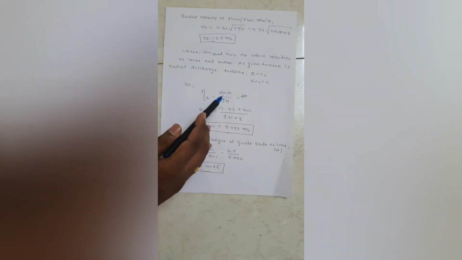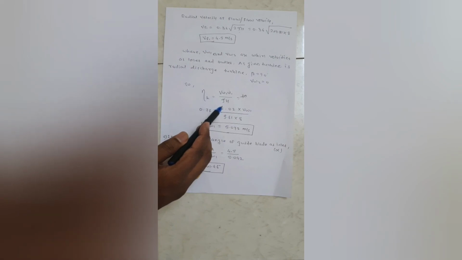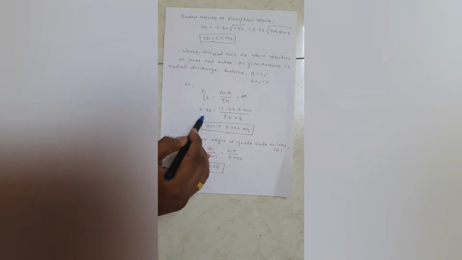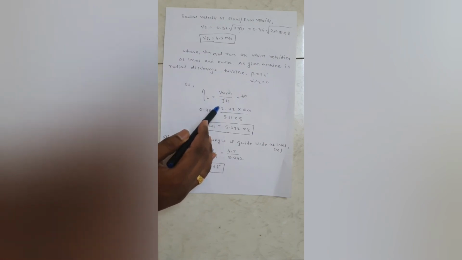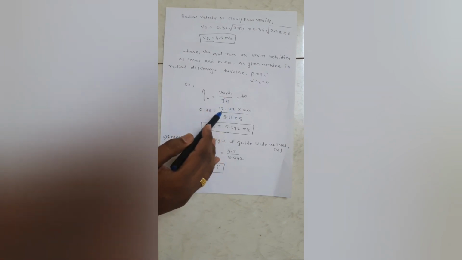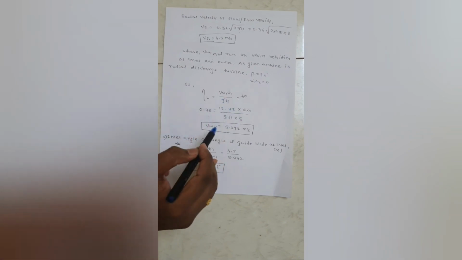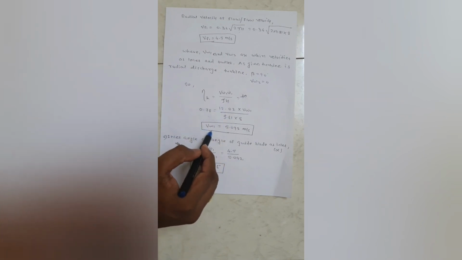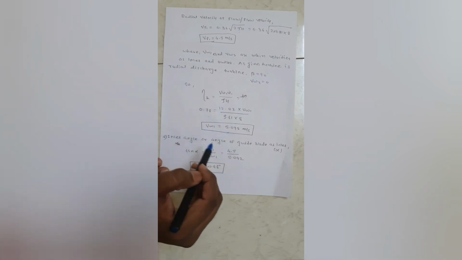When beta is equal to 90 degrees, hydraulic efficiency is equal to Vw1 U1 by gH. So hydraulic efficiency is 78%, that means 0.78. That is equal to Vw1 times U1, which we have already found out as 12.02, divided by g, 9.81, and H, which is 8. So Vw1 is 5.092 meter per second.